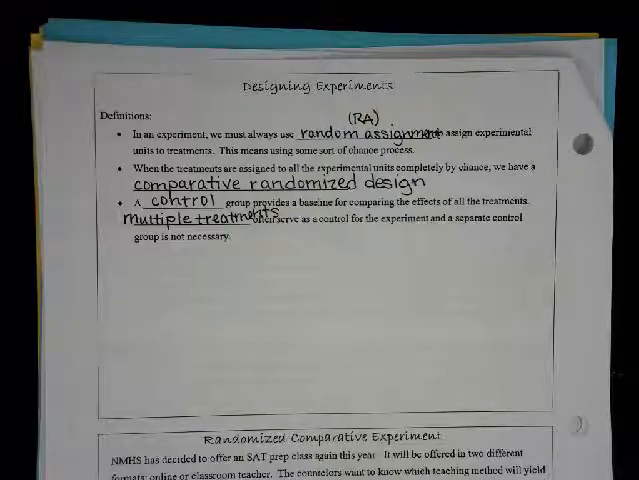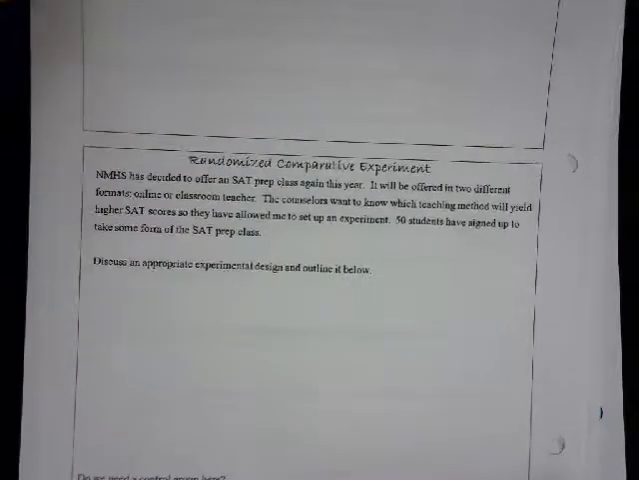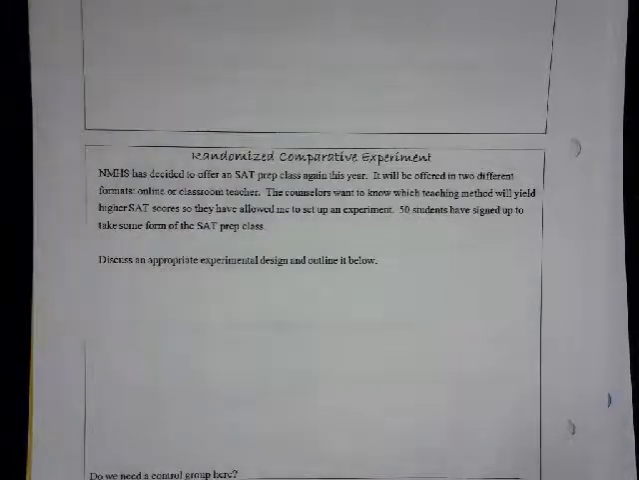Now we're actually going to outline an experiment. So let's say that at North they decided to offer that SAT prep class again this year. It's offered in 2 different formats. So you can do it online, which Trey would choose. Online. Strange. Or classroom teacher. The counselors want to know which teaching method will yield higher SAT scores, so they allowed me to set up an experiment. 50 students have signed up to take some form of the SAT prep class. We're going to outline our experimental design below.